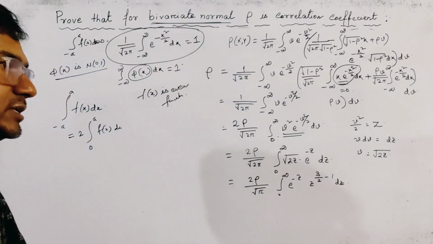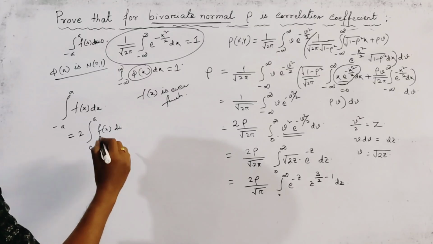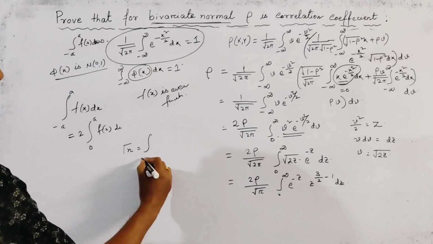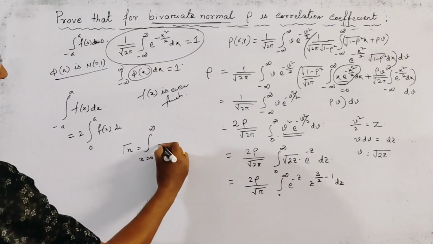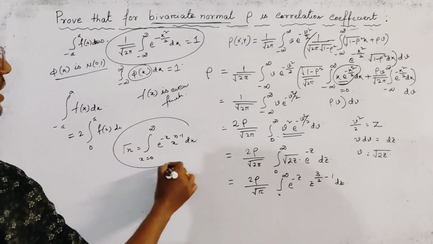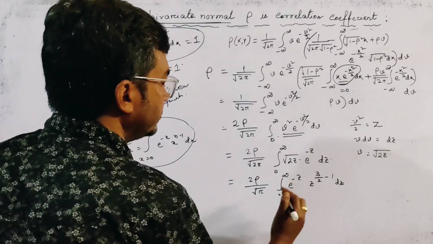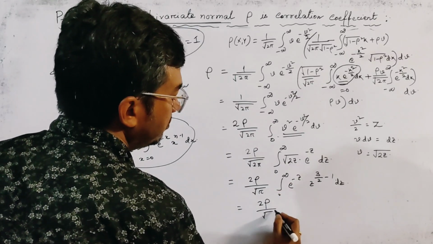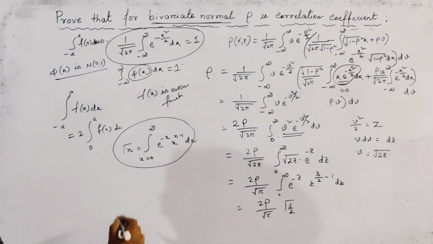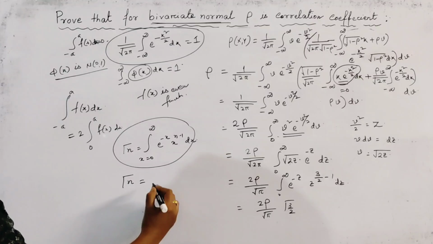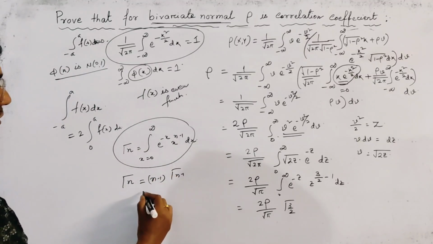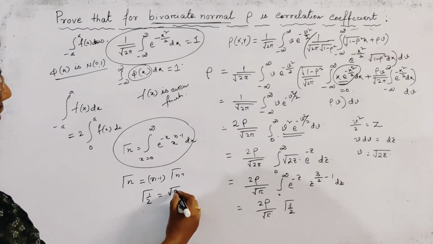Why do we write this type of integration? Because we know that the gamma function, gamma n, is given by the integration from x equal to 0 to infinity of e to the power minus x into x to the power n minus 1 dx. This is the gamma integration. So clearly from this integration we get 2 rho by root pi times gamma 3 by 2. Here we use the property of gamma n, this is n minus 1 times gamma n minus 1. Also we use the result that gamma half is root pi.